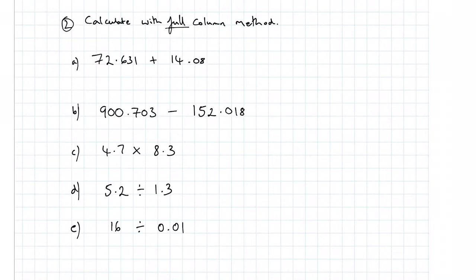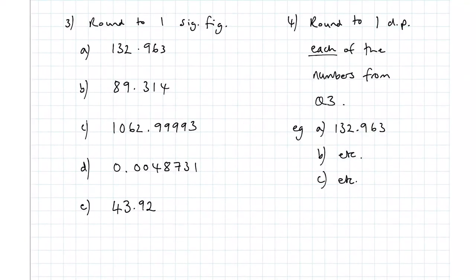Moving along to question 3. We've talked a lot about this type of rounding now. It's used during estimation, so round each of these numbers to one significant figure. And then on question 4, I want you to look at these same numbers again, but this time round them to one decimal place. So you'll get different answers. And that should help you contrast the two types of rounding that you might see.